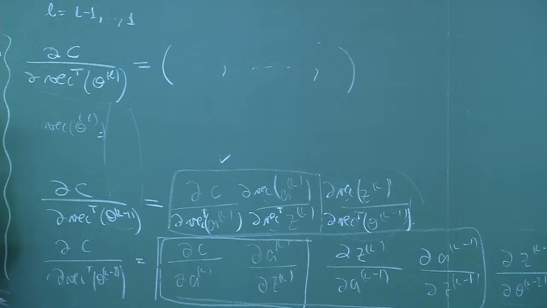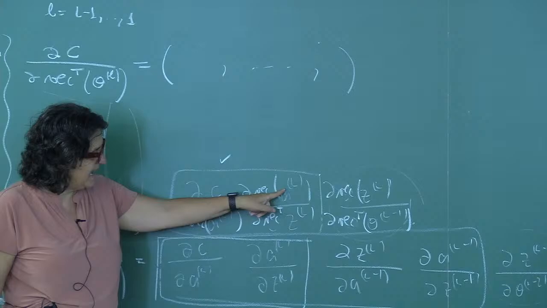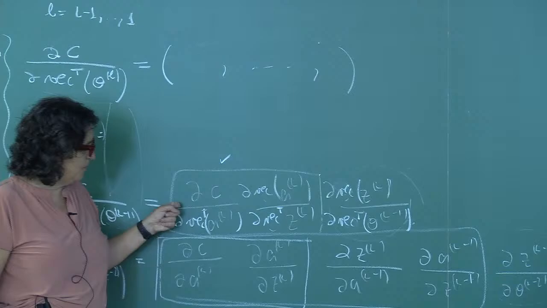Vec transpose. Look at this. This one is here and this one is here. They're similar, no? They are similar in the sense that this is A_L with respect to C_L, and this is A_{L-1} with respect to C_{L-1}. This is going to be all similar. But okay, let's compute this one.